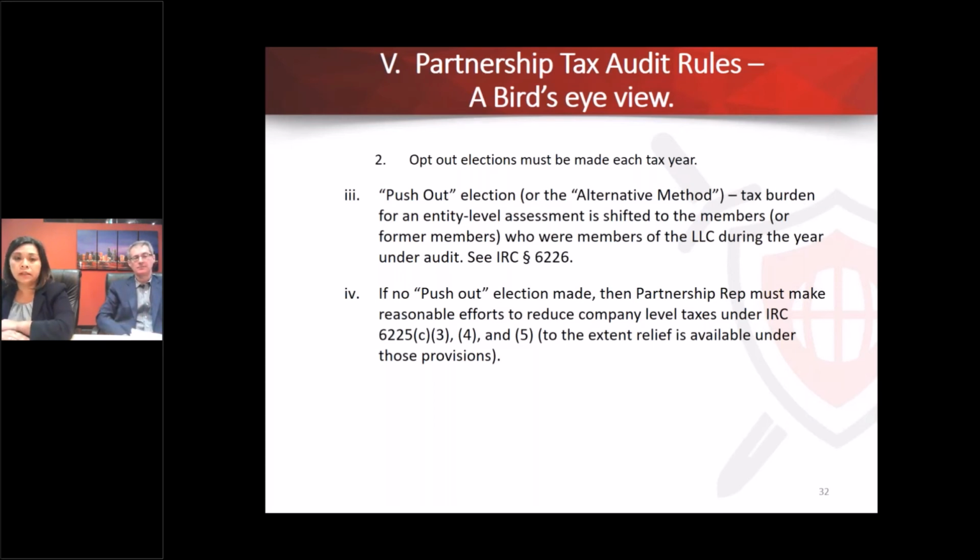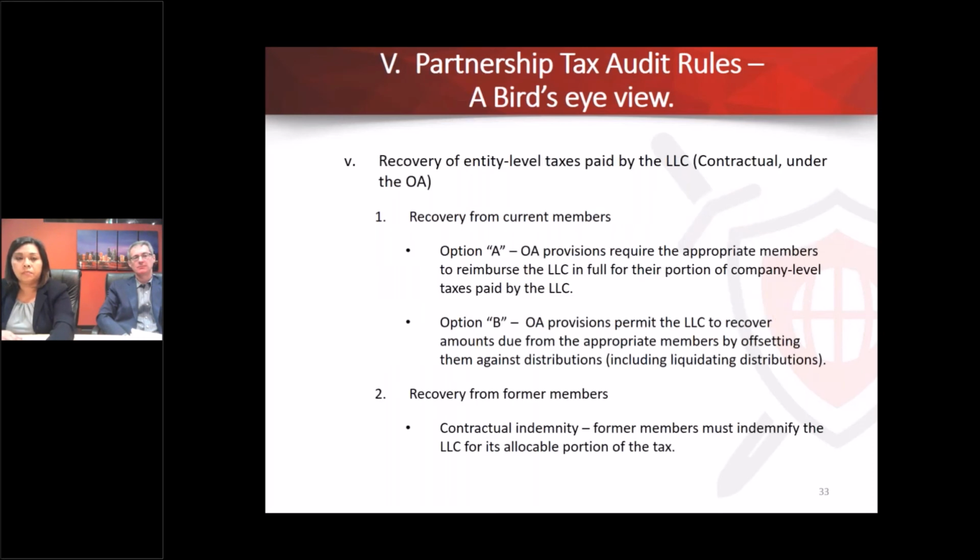Right. And again, here the majority-minority issue comes up. You could set in the operating agreement, for example, the level of member consensus needed to make these elections, or the member consensus needed to appoint the partnership representative and remove them. So there are ways to protect the majority or the minority depending on who you're representing when you're drafting the agreement.